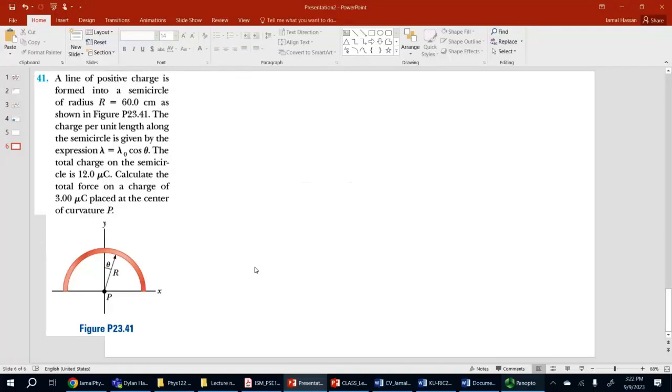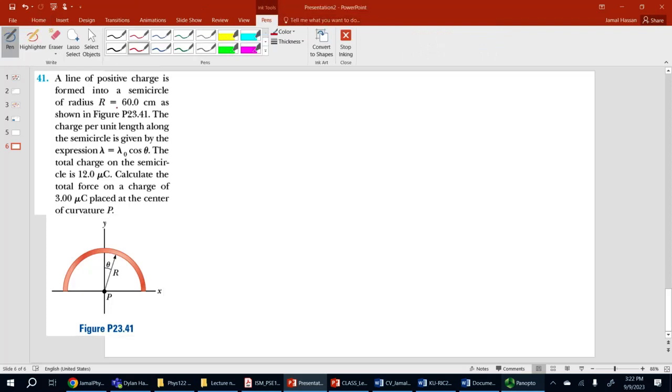Hello everyone. In this video we are trying to solve the following problem. This is also a distribution of charge. So in this question, we have a line of positive charge formed into a semicircle of radius r, 60 centimeters, as shown in the figure. The charge per unit length along the semicircle is given by the following expression.